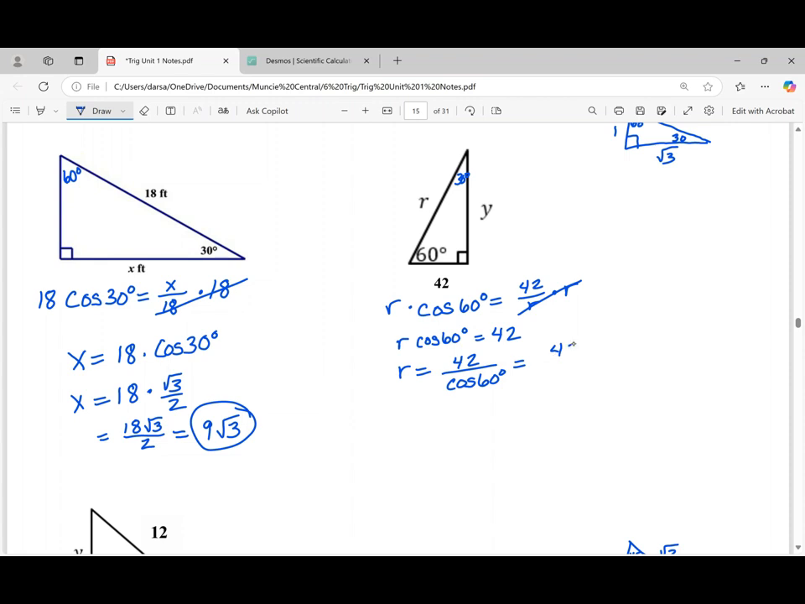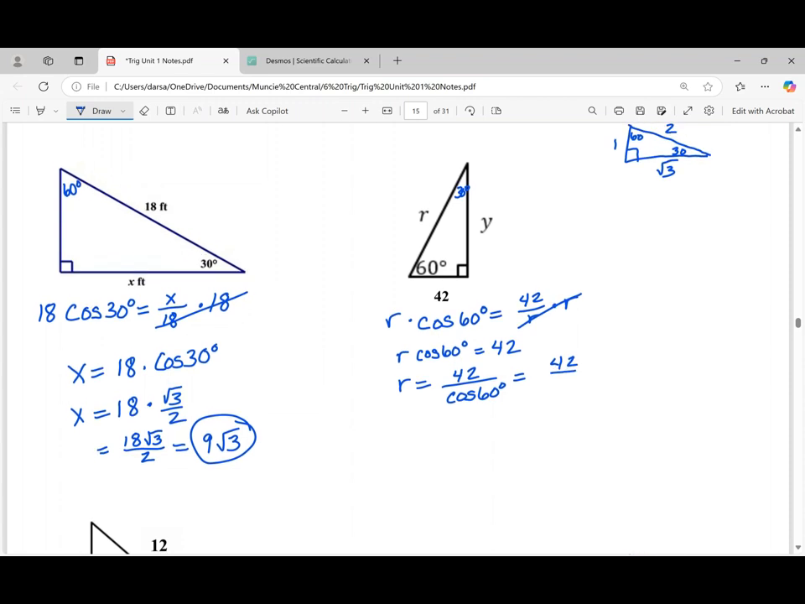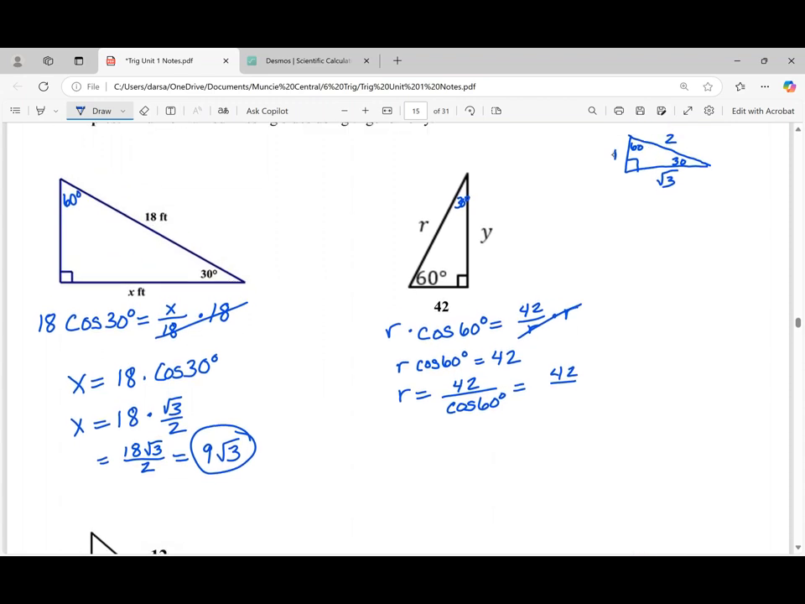Now, looking at our special 30, 60, 90 triangle, adjacent over hypotenuse is 1/2. So this is 42 divided by 1/2, or 42 times 2. Our answer is r is equal to 84. So we can solve any triangle that is a 30, 60, 90 triangle if we know our special triangle sides.